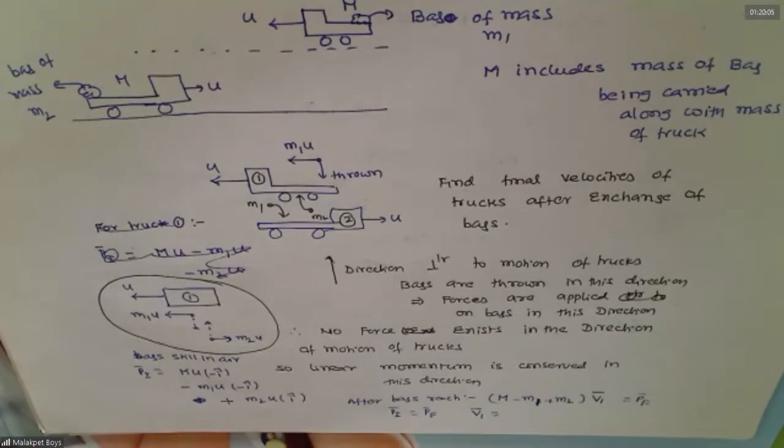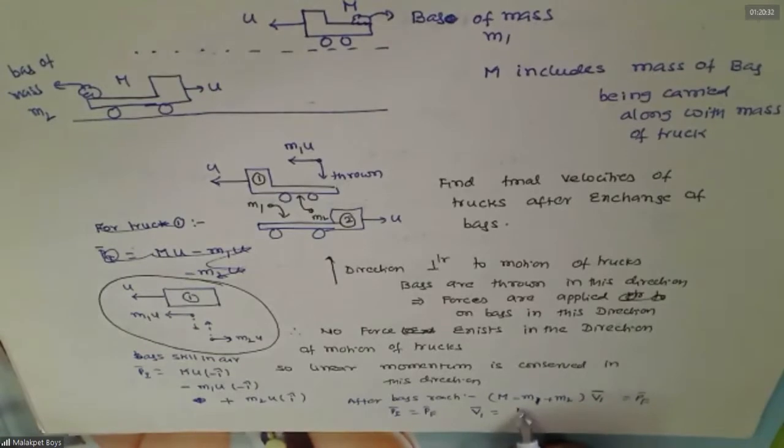I'm getting M2 plus M1 minus capital M divided by M minus M1 plus M2, into V, sir. Into U. Direction is not there. I, J, nothing. All I cap, sir. I cap.